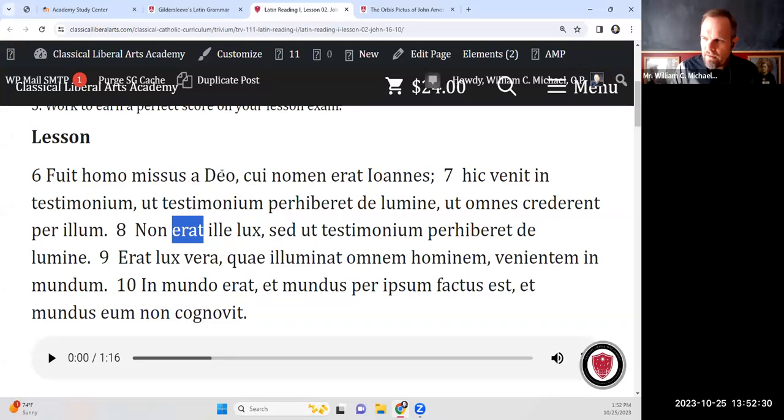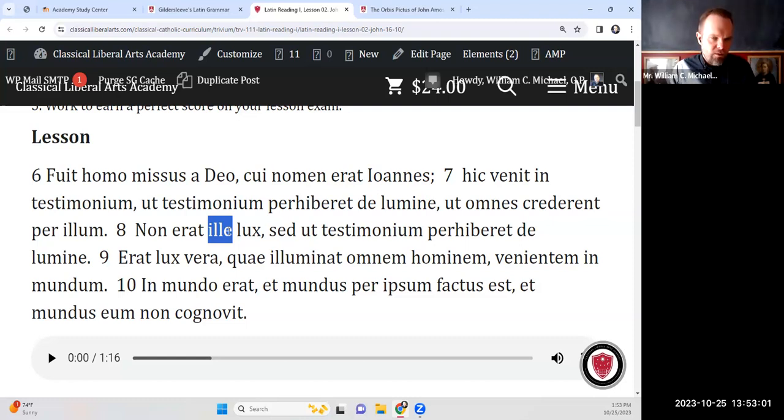It says not was he, and then we have ille after that. Why would we have the pronoun after the pronoun is already sort of contained in the verb? It already means he was. Why would we say not was he the light? Why do you think we would do that? Not was he. It doesn't mean himself. No, there's another word for himself.